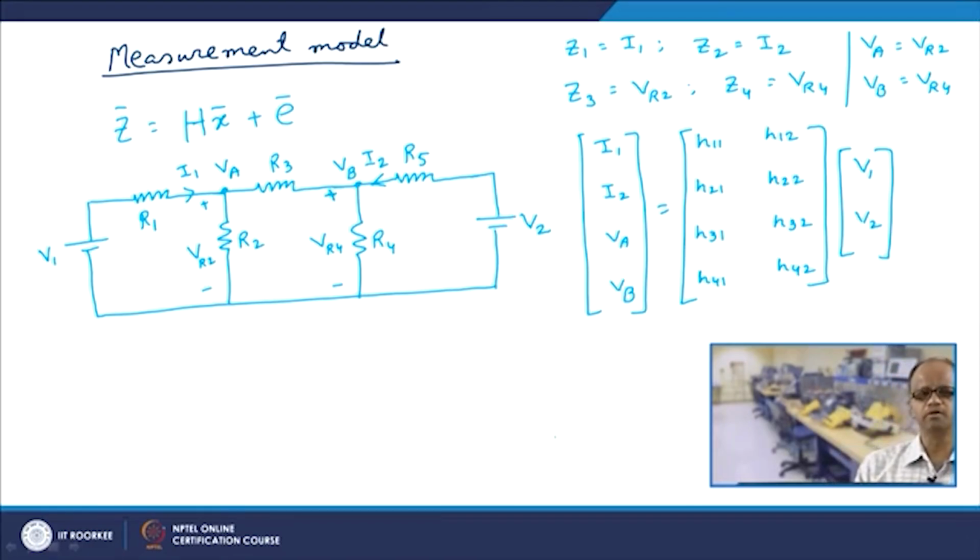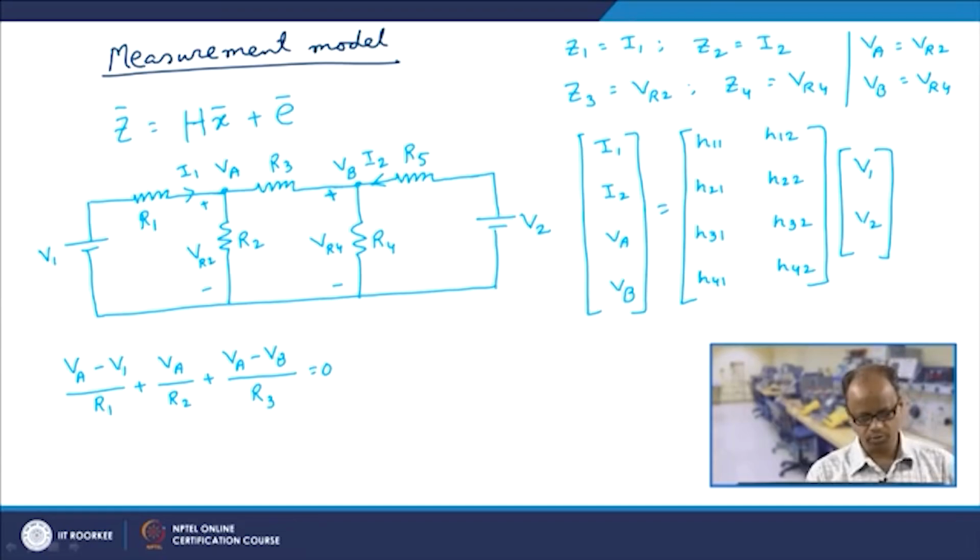So, now we have to do our standard circuit analysis. So, at this point and at this point we apply these nodal equations. If I apply these nodal equations, what I get is that (VA minus V1) by R1 plus VA by R2 plus (VA minus VB) by R3 is equal to 0. I am just applying KCL at this point.